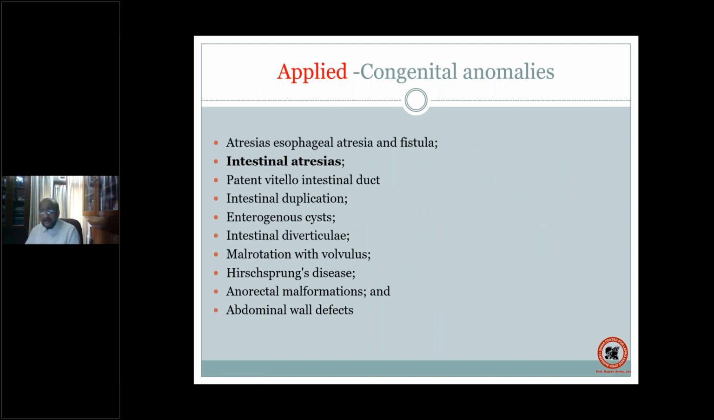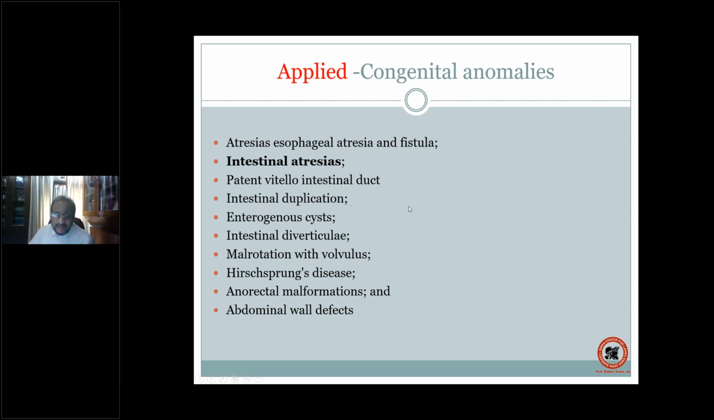So what is the applied importance? Why the need to know all this embryology? Because you got a number of congenital abnormalities. I'll just be naming these abnormalities here. We'll talk about each one of them separately when we talk about a specific organ. So you can have atresias of the bowel. The one which is most common and very well known is the esophageal atresia with or without a fistula. Then intestinal atresia, when you talk about the small intestine. The vitellointestinal duct fails to close, a patent vitellointestinal duct.